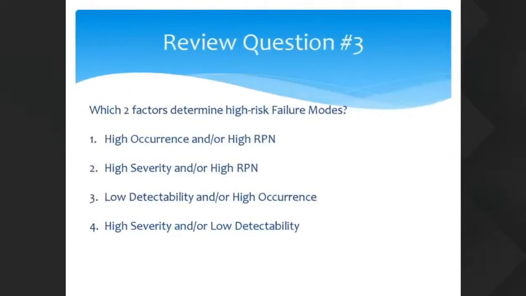Review question number 3. What 2 factors determine high-risk failure modes? High occurrence and or high RPM, high severity and or high RPM, low detectability and or high occurrence, high severity and or low detectability. Okay, great.